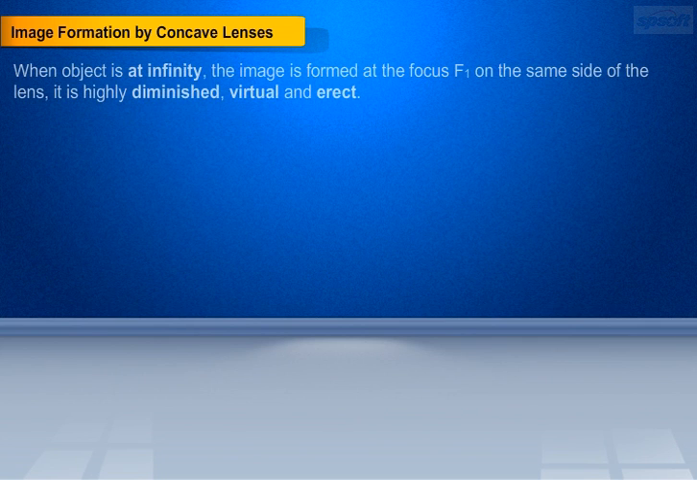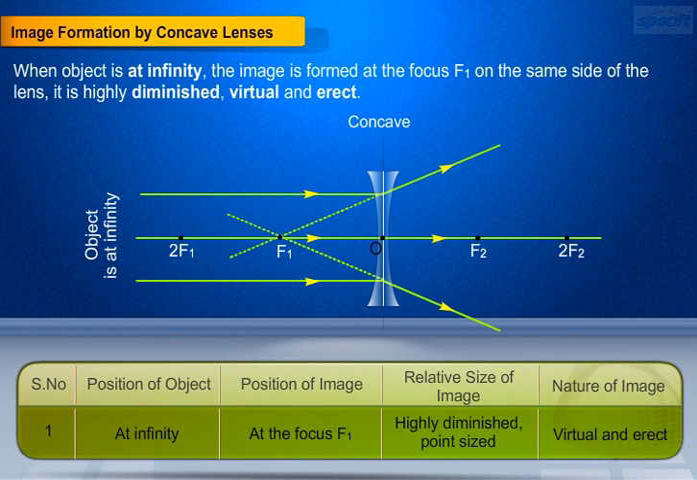Case 1: when the object is placed at infinity. When the object is placed at a considerable distance, we can say that the object is placed at infinity distance. When the object is at infinity, then all the rays from a given point of the object become parallel to the lens after traveling a long distance.